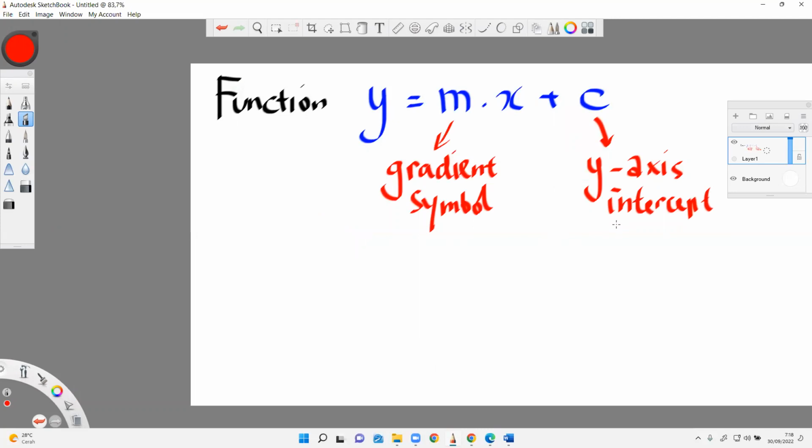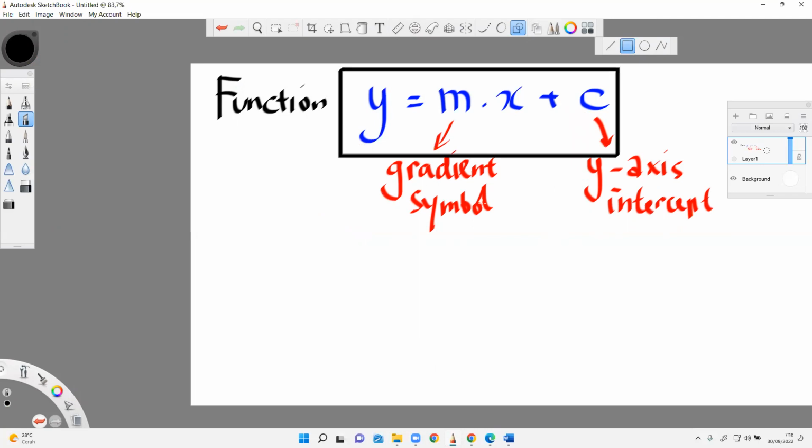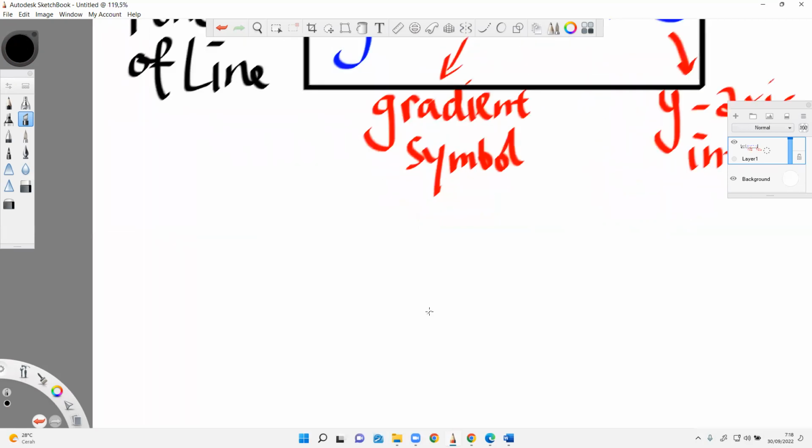So the linear function, or the function of the line, in regular explicit form is y equals mx plus c. So this is the function of a line. Keep that in mind. y equals mx plus c: the gradient times x plus the y-axis intercept. What is the y-axis intercept and the gradient? We have the formula again. So, the formula of the gradient.